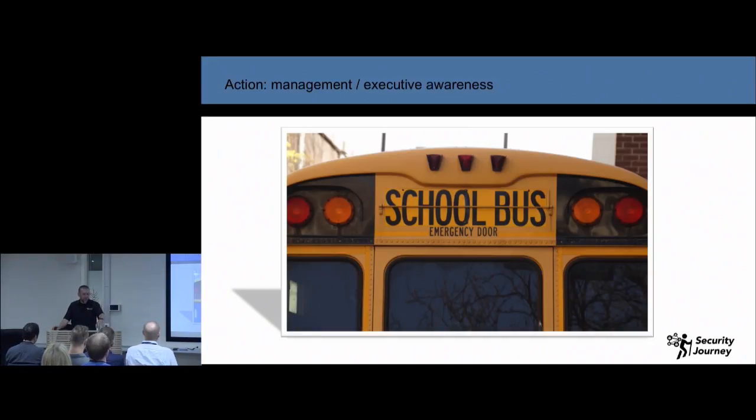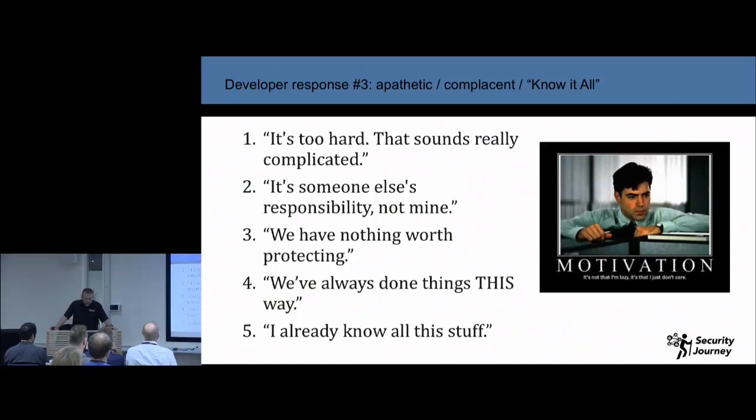Like, if you want security, if it's important to us as an organization, then you need to give us resources to do it. Okay, how about this: the apathetic, the complacent, and ultimately the know-it-all. Because with motivation, it's not that I'm lazy, it's just that I don't care. And so some people actually have this. It's too hard, sounds really complicated, somebody else's problem, we have nothing worth protecting. That's another one that pains me. Oh, no, you do. You have things that are worth protecting.